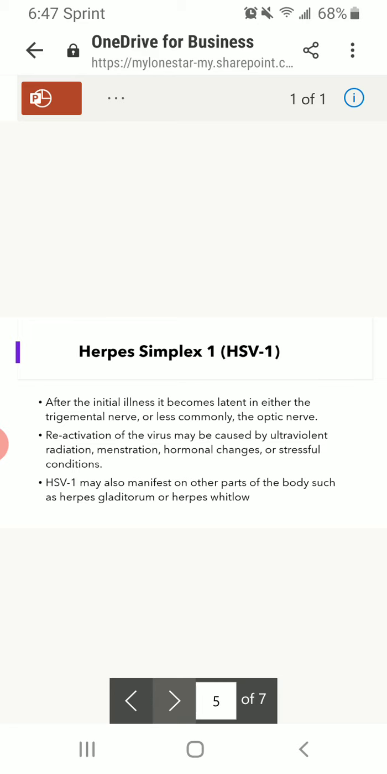Reactivation of the virus may be caused by ultraviolet radiation. It can sometimes be caused by medication administration, hormonal changes, or even sometimes stressful conditions.